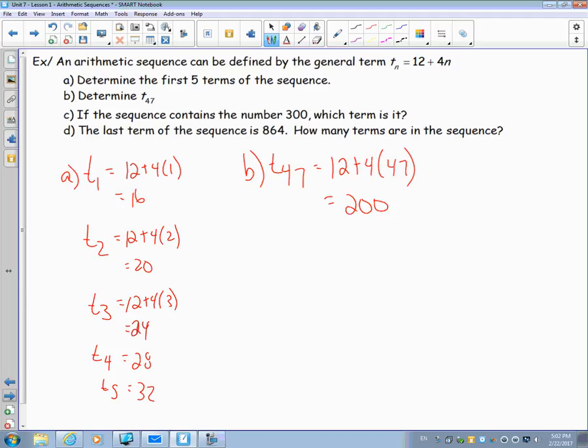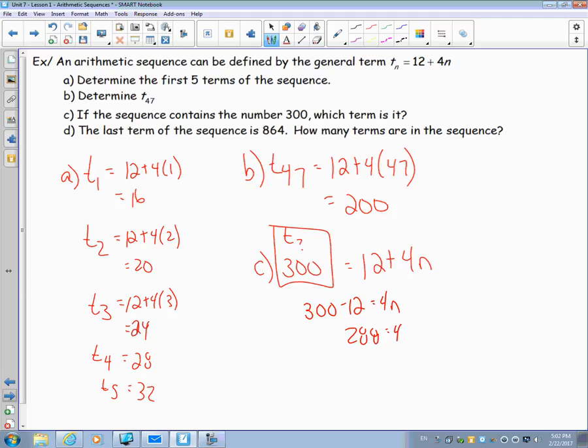Okay, the sequence contains the number 300. Which term is it? So now I know my term value. I can put it in for the T. I want to know what term is 300. I can do that by using my equation again. I just have to solve for n this time. So 300 minus 12 equals 4n. 288 equals 4n. n is 72. And therefore, if you really wanted to write it this way, you could say that term 72 comes out to 300.